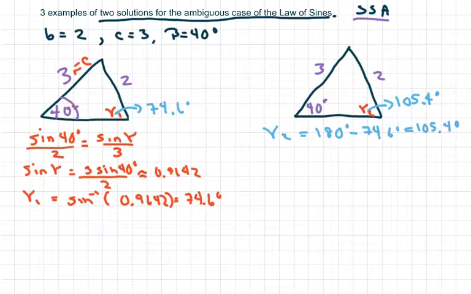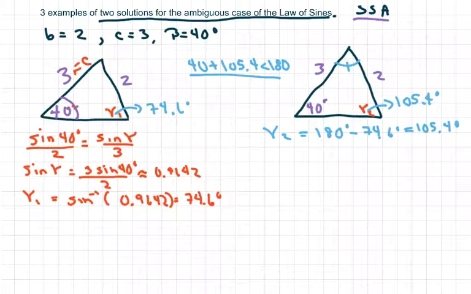If you notice, when you add these two up, 40 plus 105.4, that's less than 180. That tells you that you can make another angle here. That means you have 2 triangles, thus 2 solutions. So once you just determine that, you just have 2 problems to do. And what we're going to do is find our alpha 1 and alpha 2, and therefore our A1 and our A2, because we have 2 triangles.